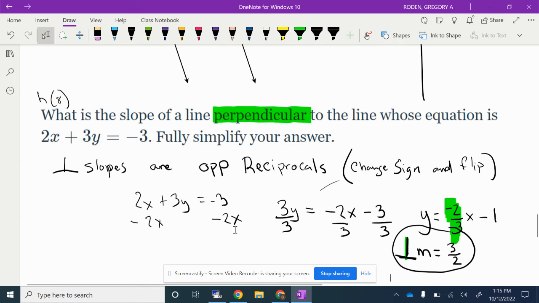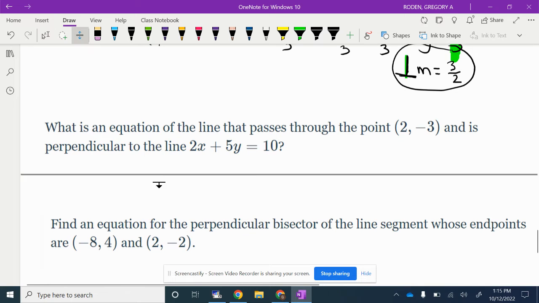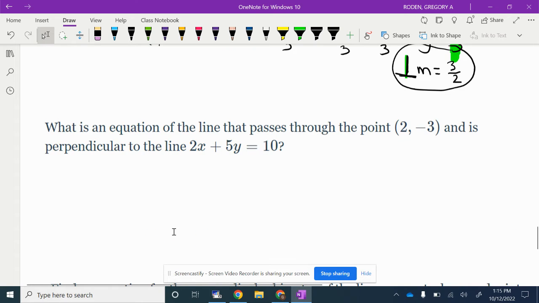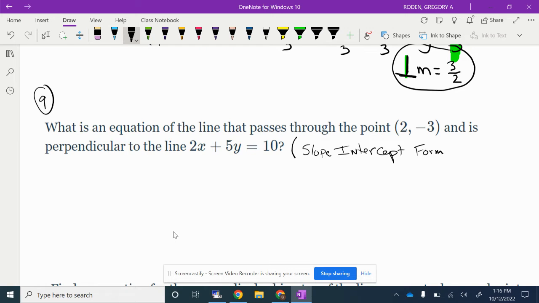Okay, all right. So let's see if we can use that information to write an equation. The next one is number 9. What is the equation of a line that passes through (2, negative 3) and is perpendicular to the line 2x plus 5y equals 10? There are different ways you can write a line, but I want the final answer in slope-intercept form. And we don't have to write down the reasons for this. No reasons necessary. Does that sound good, guys?